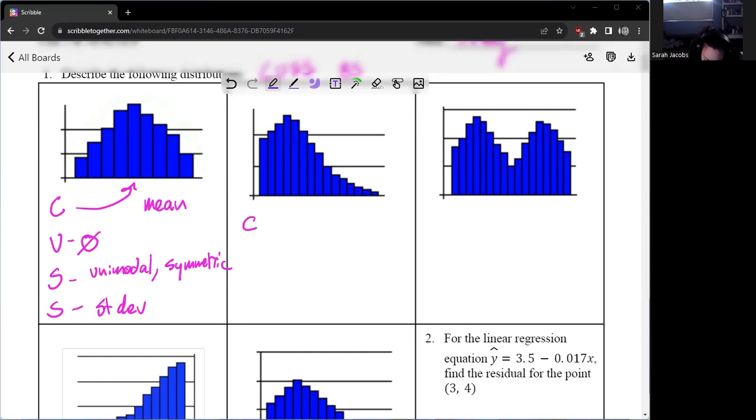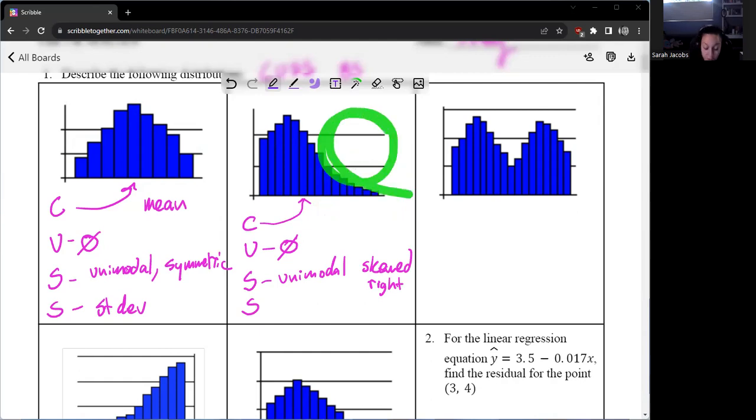So same thing here: center, unusual, shape, spread. I would say the center is going to be around here somewhere. And unusuals, again, no gaps or outliers over here. It's pretty continuous. Shape is, again, unimodal, and this is definitely skewed right. Remember, the skew tells you where the tail is. So we've got a lot of empty space to the right, so it's skewed right.